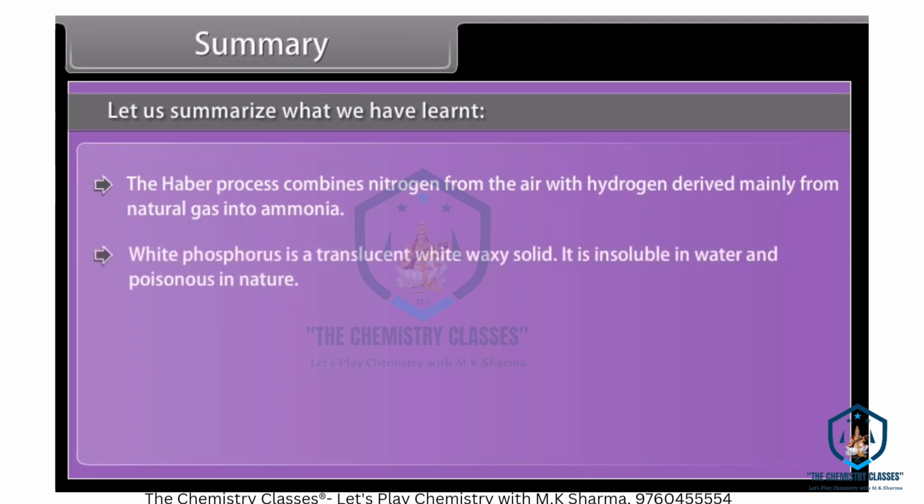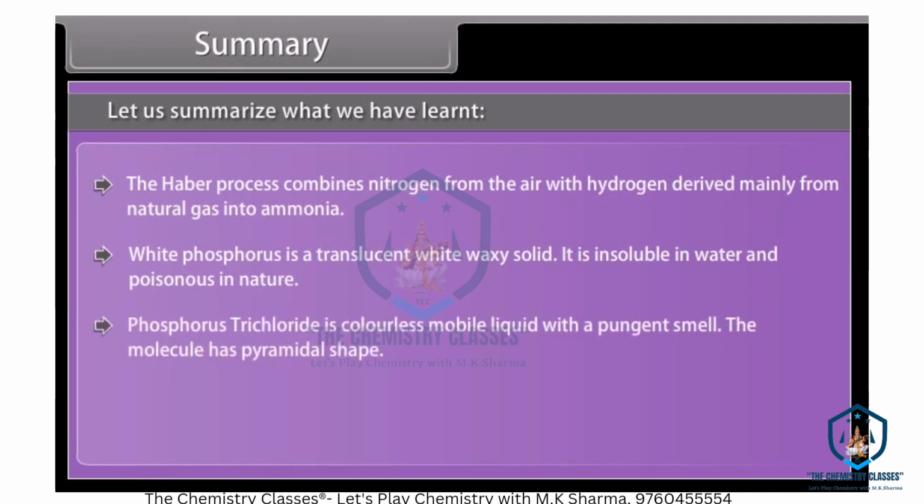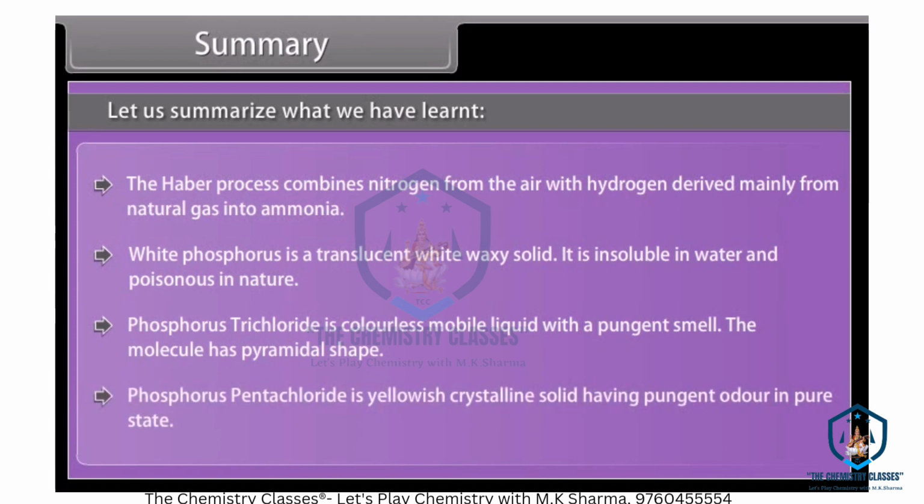White phosphorus is a translucent white waxy solid. It is insoluble in water and poisonous in nature. Phosphorus trichloride is a colorless mobile liquid with a pungent smell. The molecule has a pyramidal shape. Phosphorus pentachloride is a yellowish crystalline solid having a pungent odor in pure state.